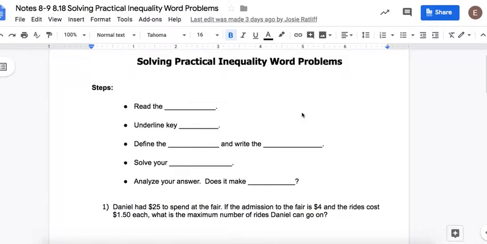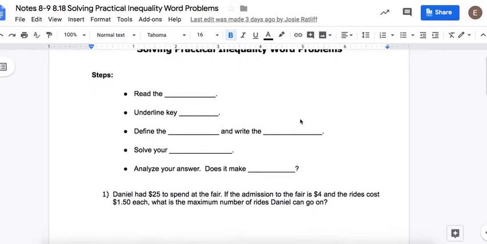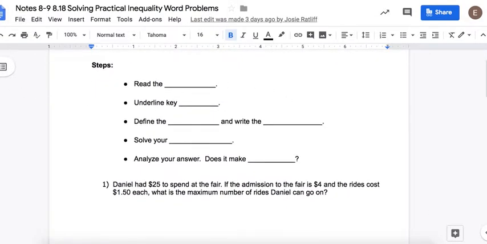Welcome to my video on solving practical inequality word problems. So the steps are identical to the multi-step word problem equation steps that we had when we solved multi-step equations.